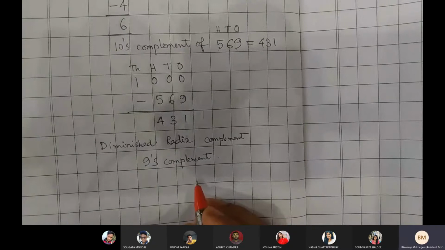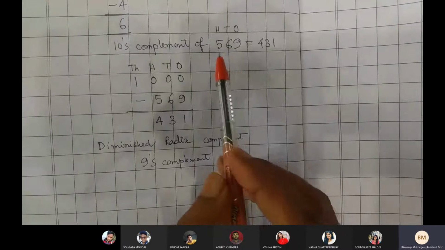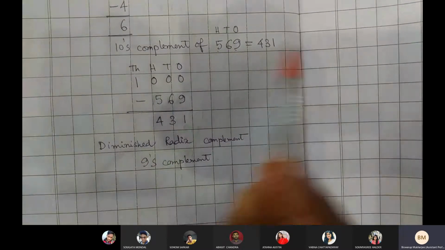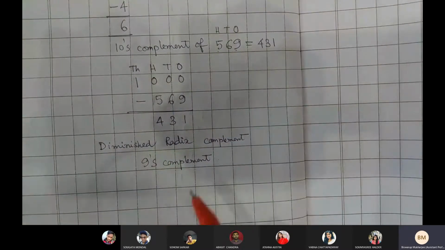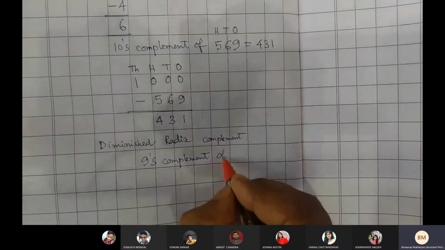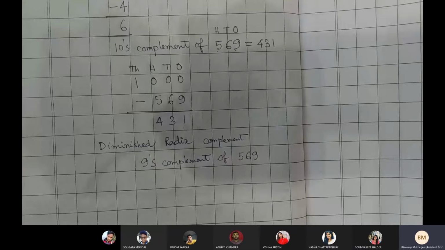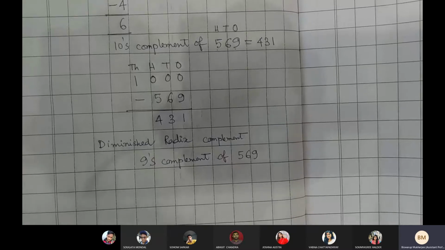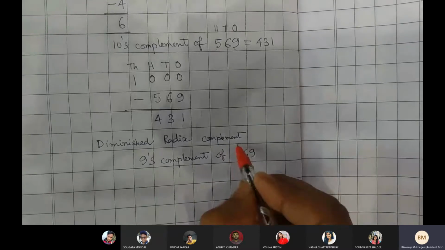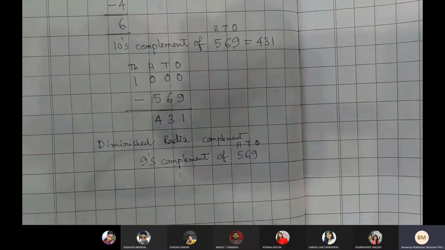How to get that one? So 9's complement is nothing but the maximum value for each house right over here. Take the maximum value for that house. So if we take the same thing, the 9's complement of 569 in the decimal number system, that is HTO, hundreds, tens and ones houses.